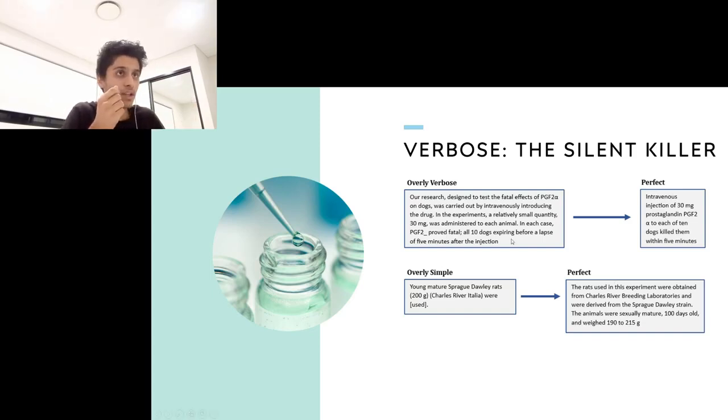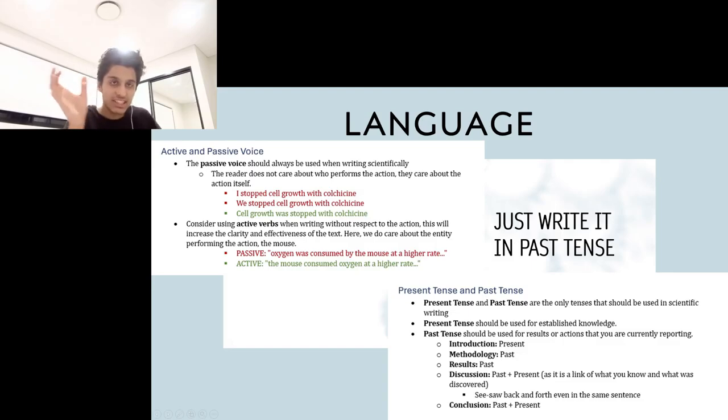Okay? Now, language. There's a lot to look at. There's active and passive voice, there's present and past tense. So let's look at active and passive voice first. The passive voice should always be used when writing scientifically. When you're writing scientifically, no one really cares about who performed that action. Like, "I stopped cell growth." Look, you stopped the cell growth, no one cares that you did. "We stopped cell growth." No one cares. What we care about is the action itself. We don't care about the person performing the action.